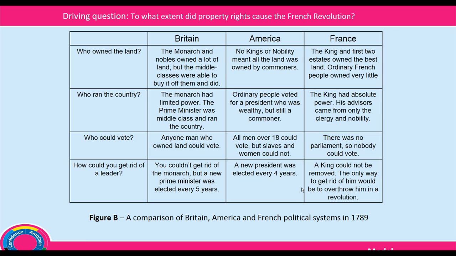In America, there were no kings or nobility, which meant that all the land was owned by commoners. However, in France, the king and first 2 estates owned the best land. Ordinary French people owned very little.